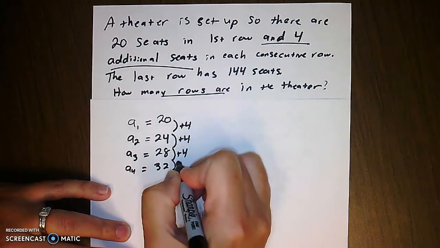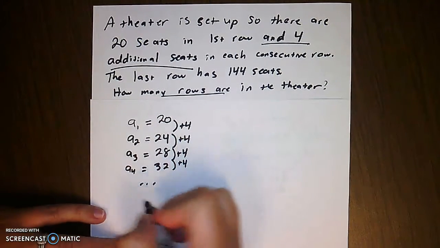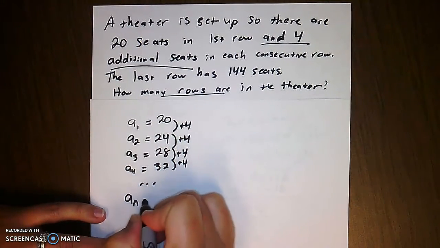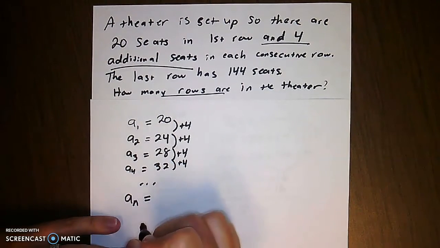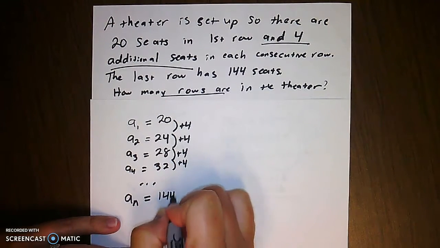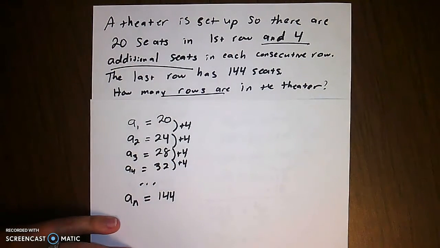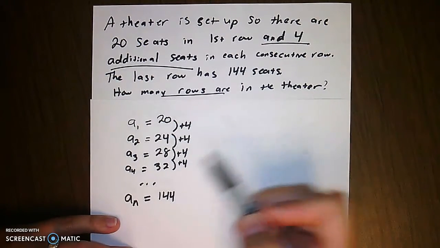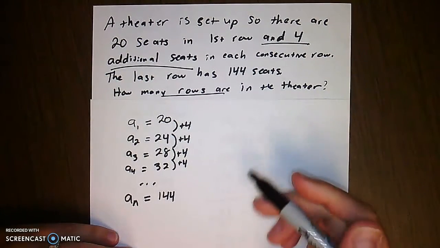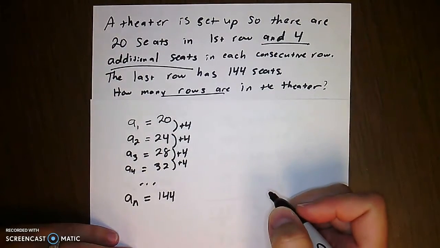Okay. Now they did tell us the end row, I'm going to call it A sub n, because I don't know how many rows there are. That's what I'm looking for. That end row is going to have 144. Okay, so because we see this common difference coming up again and again, it's always going to be plus 4, plus 4, plus 4. That means that we have an arithmetic sequence.